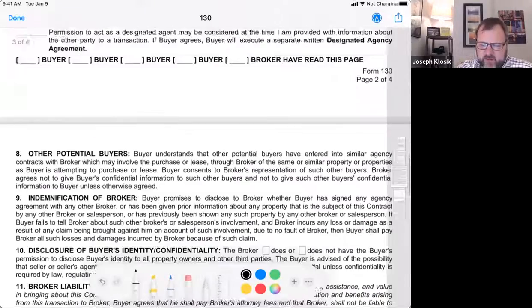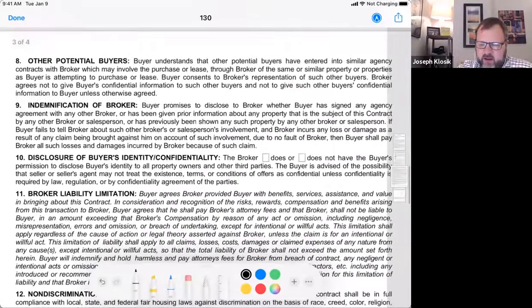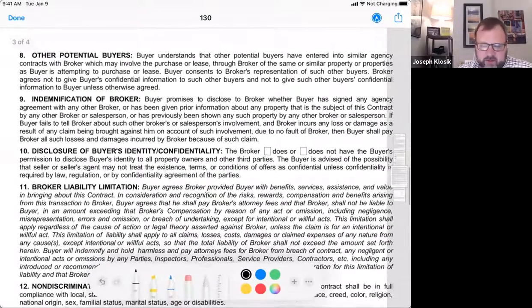Section 8 basically is a disclosure again that other potential buyers have entered into a similar agreement and may involve the purchase through the broker of the same or similar property. So this is just disclosing it again. Buyer consents to broker's representation of other such buyers. Broker agrees not to give buyers' confidential information to such other buyers, and not give such buyers' confidential information to other buyers unless otherwise agreed. This just goes further to explain what we talked about earlier.